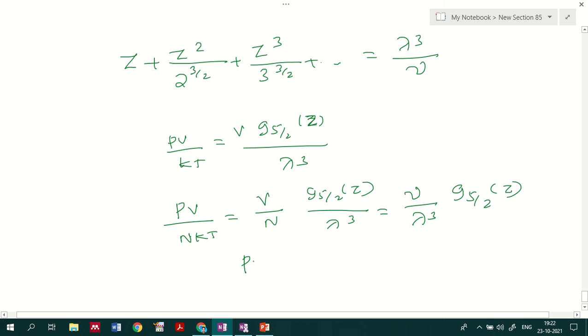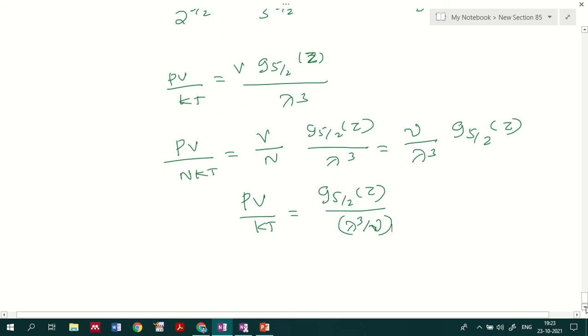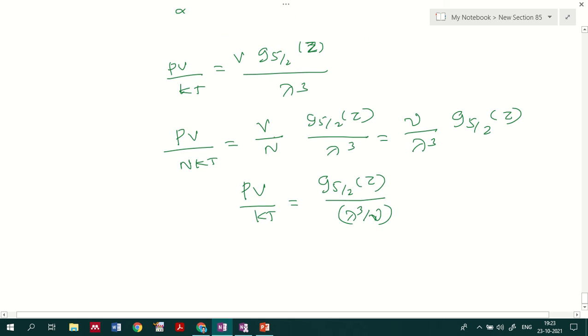So that is also something we can represent in terms of lambda cube. What we will be getting is that PV by NkT is equal to g5/2 of Z divided by lambda cube divided by nu, that is, lambda cube divided by nu. So in general, what we are supposed to get is that here also we have a function g5/2 of Z, which you can expand.